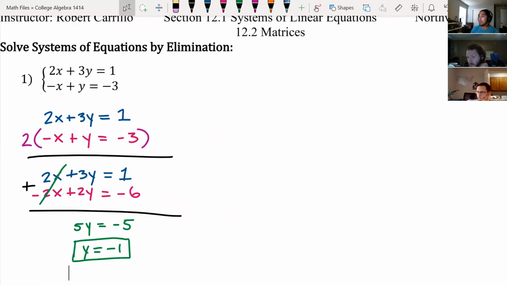Now tell me how much faster that was. Was that a lot faster than substitution? Of course, we're not done, but that was definitely a lot faster. And you get to choose which variable you want to eliminate. We could have said we wanted to eliminate y. If we wanted to eliminate y, I would have multiplied the second equation by -3 and then added them. So elimination puts a lot of power in your hand.